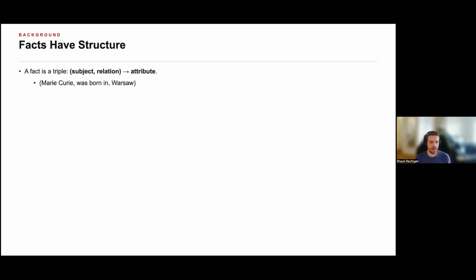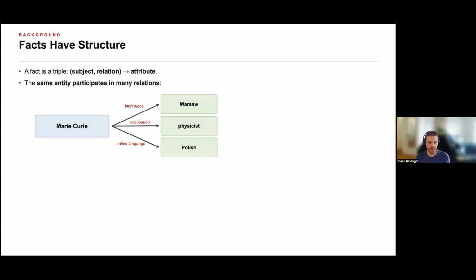We know that one common way to model factual information is using this triplet of subject, relation, and attribute or answer. For example, we can have the triplet, Marie Curie was born in Warsaw. "Was born in" is the relation that specifies the type of information, the type of relation between the attribute or the answer and the subject, Marie Curie. And of course, we can ask different questions about every person. We can ask about the birthplace, the occupation, native language, etc. All of these correspond to different factual relations.